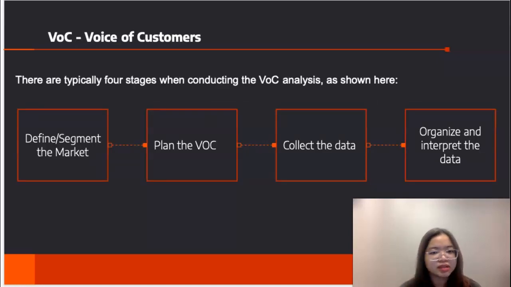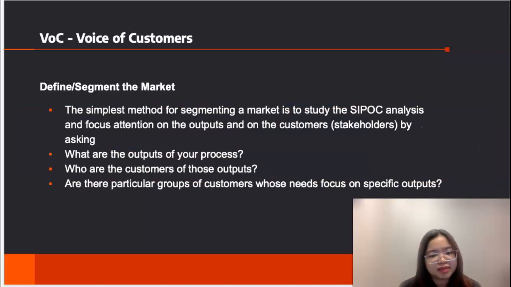For the voice of the customer, there are four different stages when we conduct VoC analysis: define and segment the market, plan the VoC, collect the data, and organize and interpret the data. For define and segment the market, the method is really easy. We look at the SIPOC analysis, and then we focus on the output to the customer stakeholder by asking: what are the outputs of your process? Who are the customers of those outputs? Is there a particular group of customers who need focus on a specific output? That's pretty much how we define and segment the market.